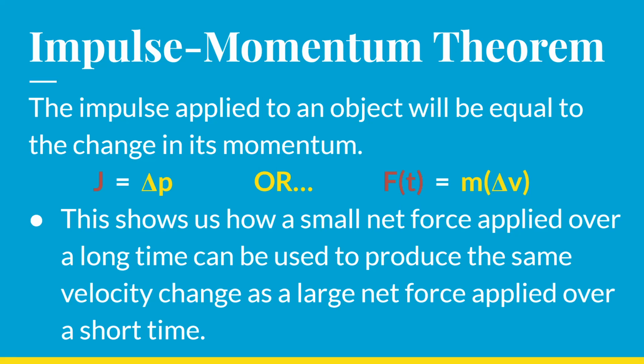This equation shows us that a small net force applied over a long period of time can be used to produce the same velocity change as a large net force applied over a short period of time. And that is going to be most of our conversation today: how in a given interaction or collision between objects, we can have this trade-off between force and time, but our impulse is going to be the same for a given set of conditions for the collision.